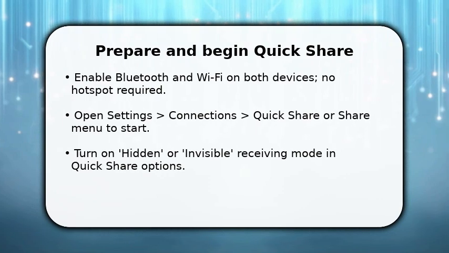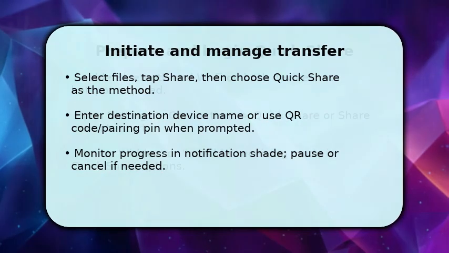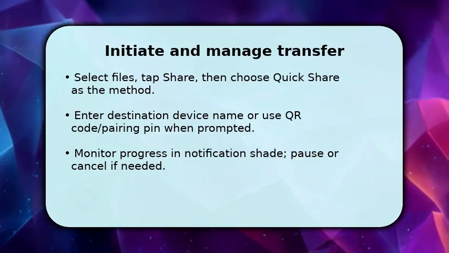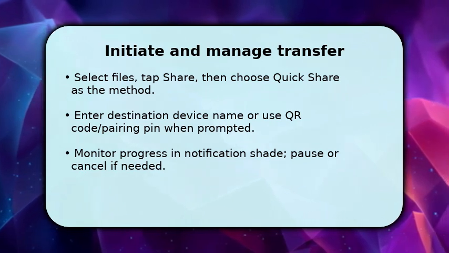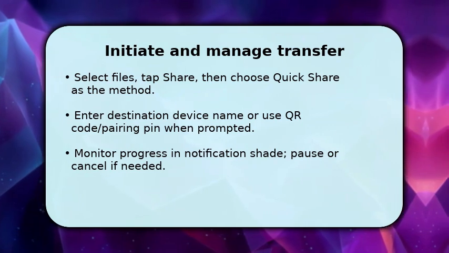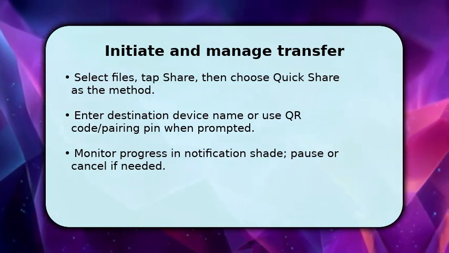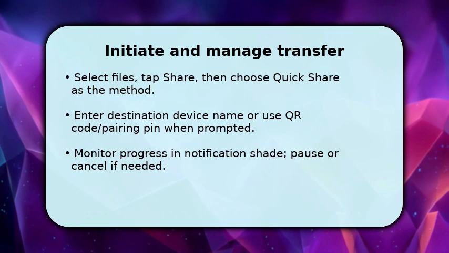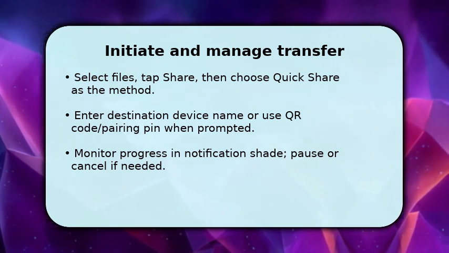You select the files and tap Share, choosing QuickShare as the method because it prioritizes nearby devices and resumable transfers. Then, pick the hidden receiving device by entering its device name or scanning a QR code or pairing pin if the recipient made it discoverable temporarily.